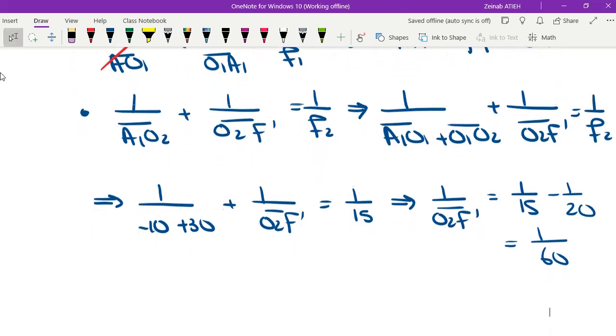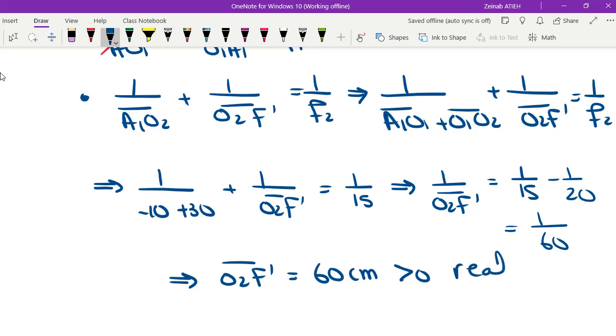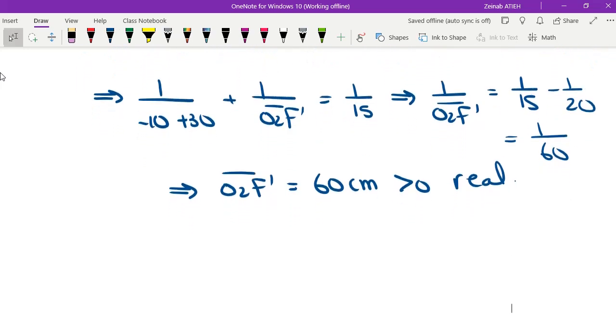كل شيء عم عوضه بالسنتي, I will get the final answer in centimeter. Implies O2F prime is equal to 60 centimeter positive. So our image focus F prime is a real image focus. يعني بتجمع الضوء لما يجي parallel بتجمع بنقطة. So now let's find the object focus F. The object focus.